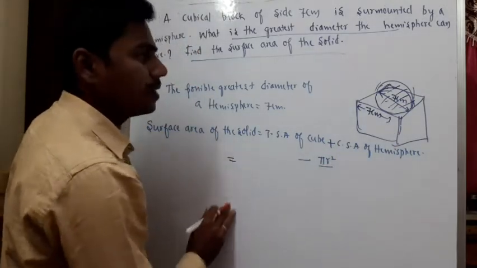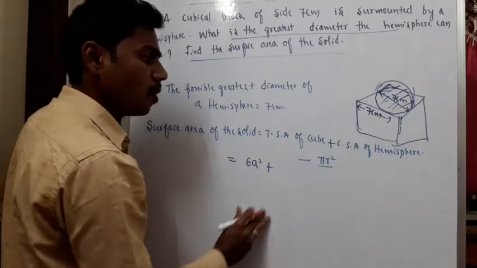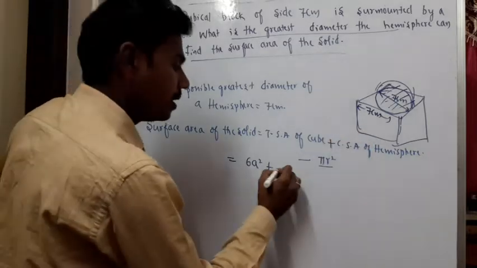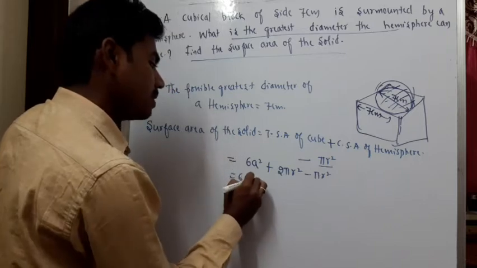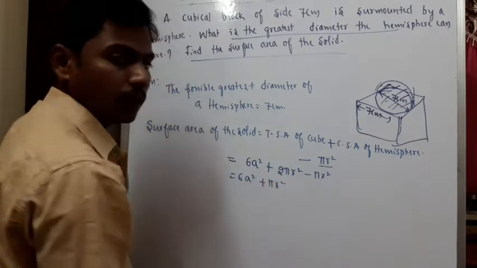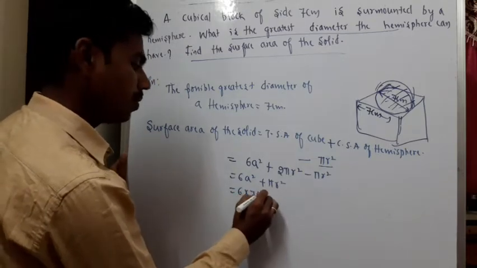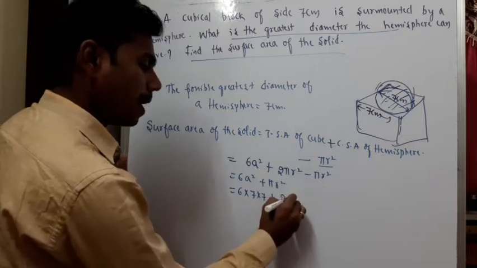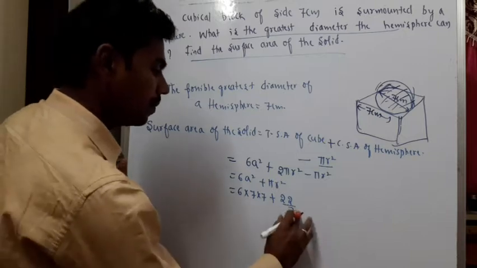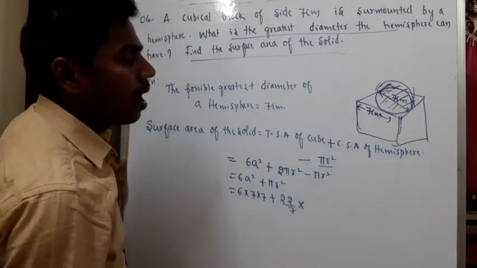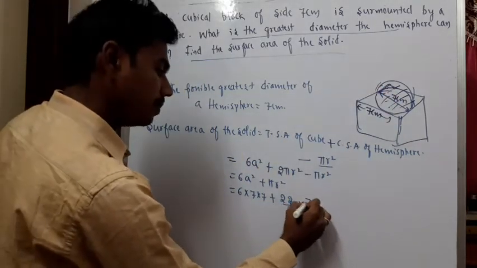So total surface area of a cube is 6a square plus the curved surface area of the hemisphere, that is 2 pi r square, minus pi r square, which is equal to 6a square plus pi r square. Okay. 6 into what is a? A is 7. 7 into 7 plus pi, which is nothing but 22 by 7 because they have not given the value for pi, into what is r? See, diameter is 7, r is nothing but 7 by 2.